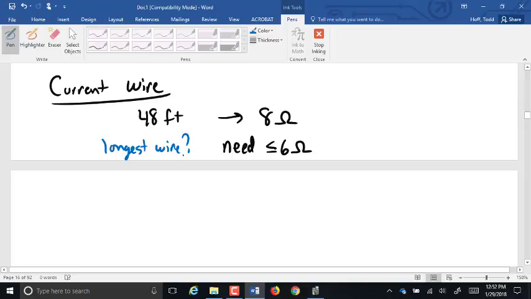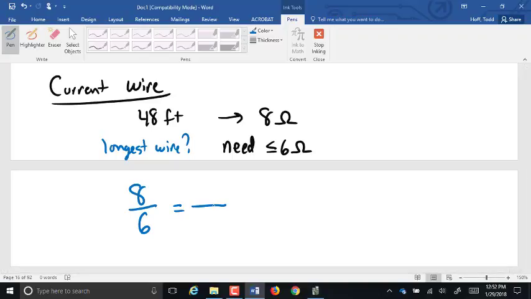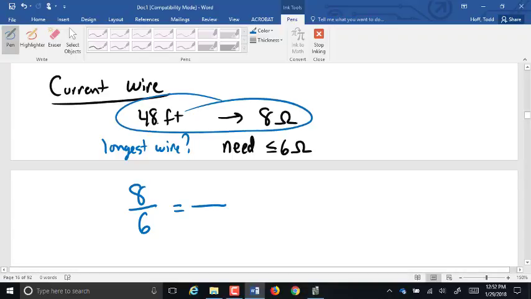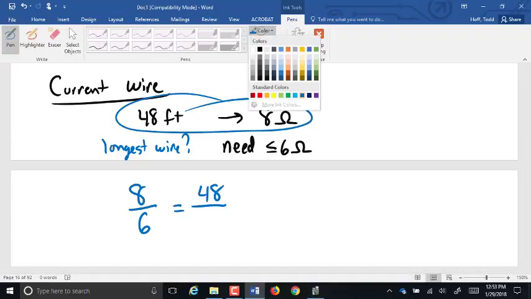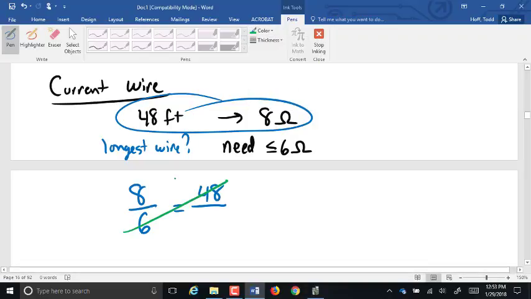Well, in wire, the ratio of lengths and the ratio of resistances is going to be the same. So I have 8 ohms. I need to get it down to 6 ohms. Where's my 48 feet going to go? On the top, because that comes from the 8 ohm wire. So here, if I cross multiply and divide, 6 times 48 divided by 8 is 36. So I need to find some way to get that wire down to 36 feet. Run it a different route or whatever.